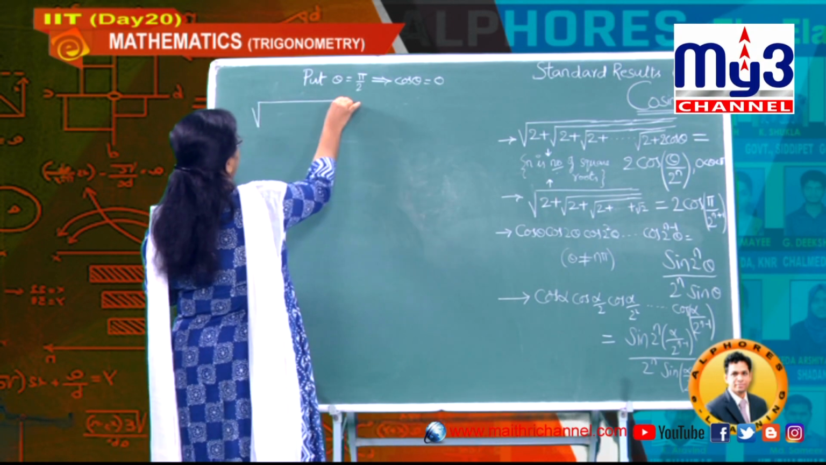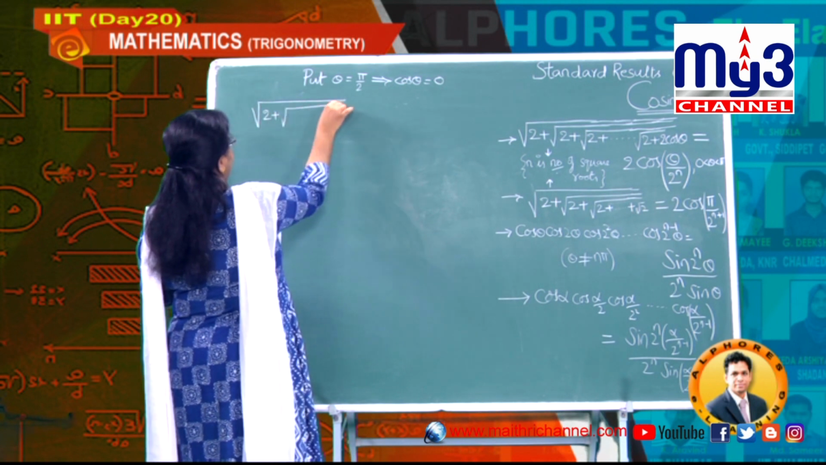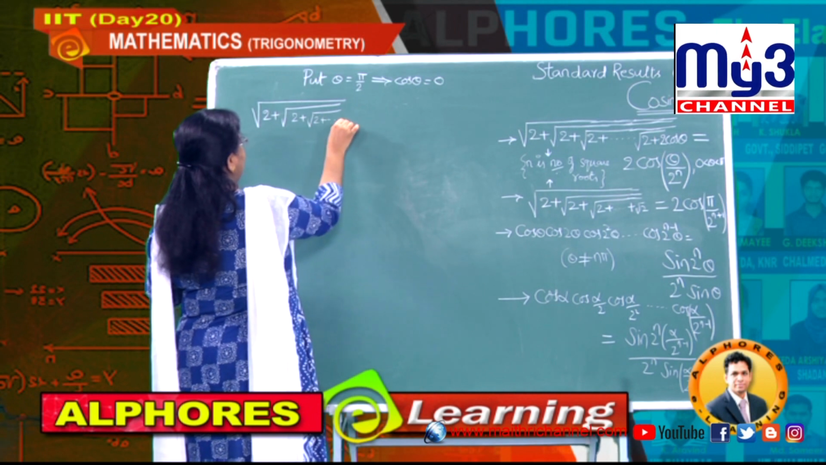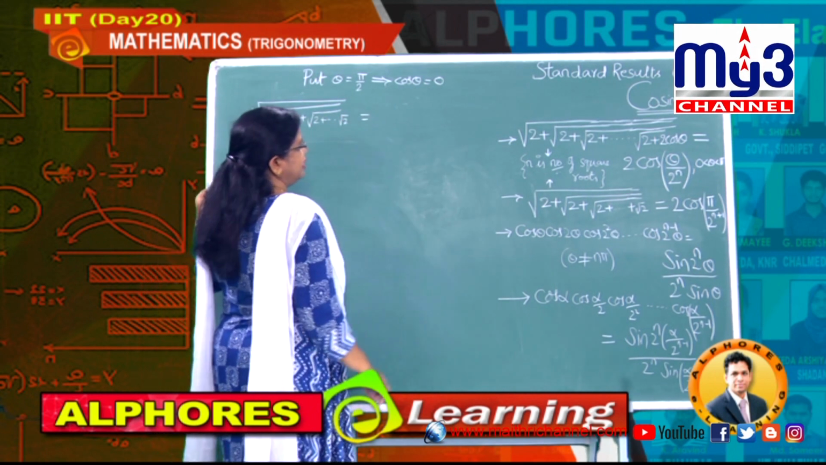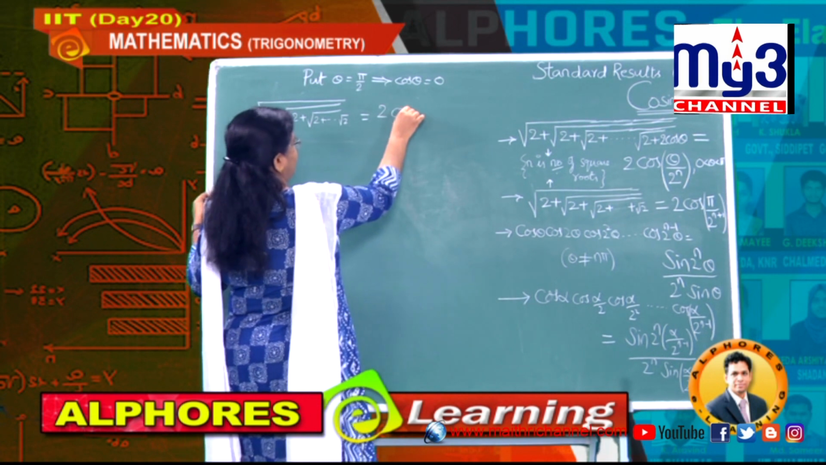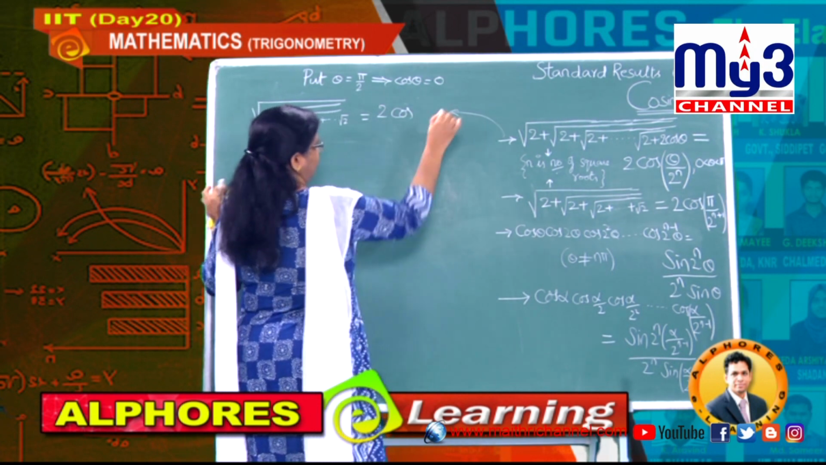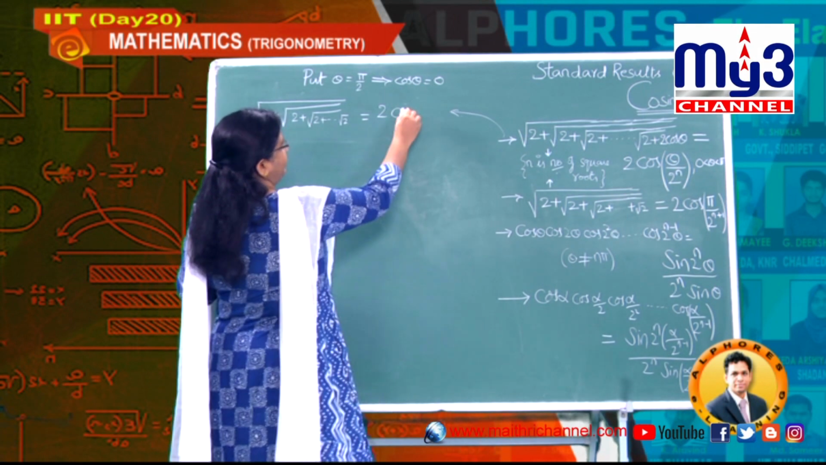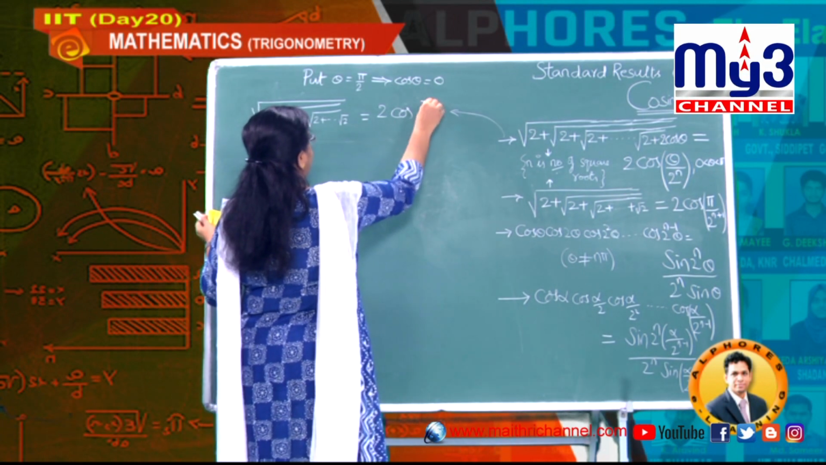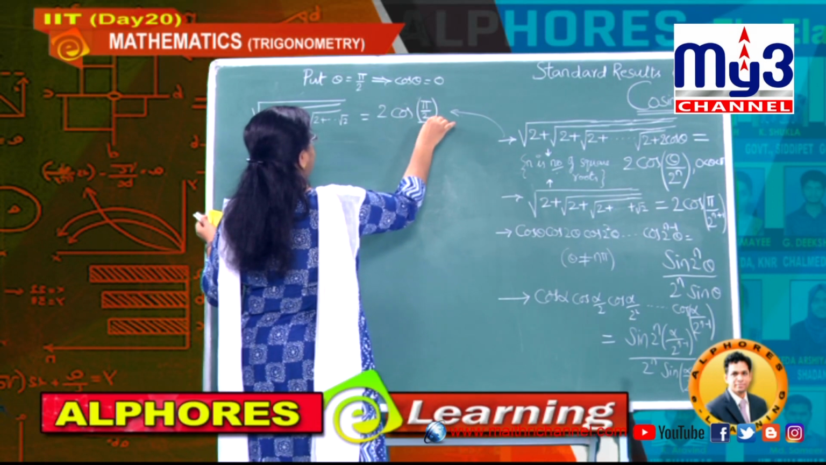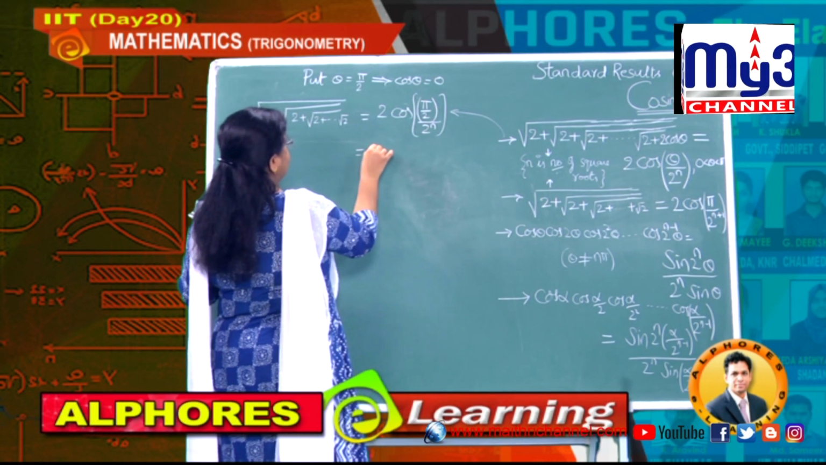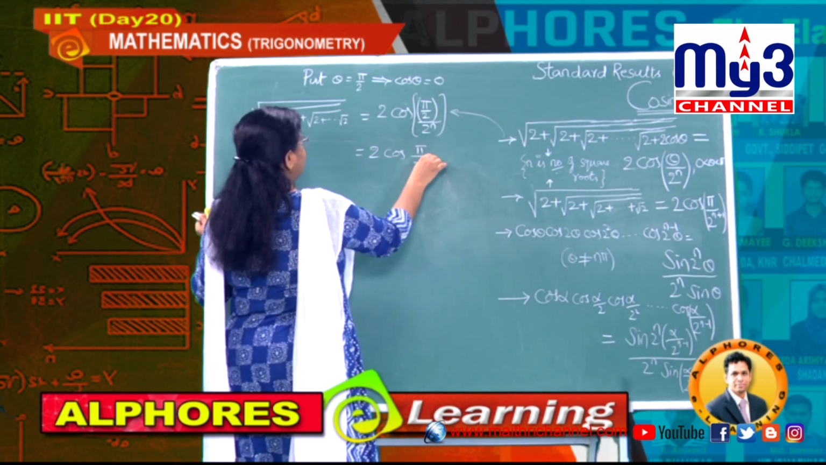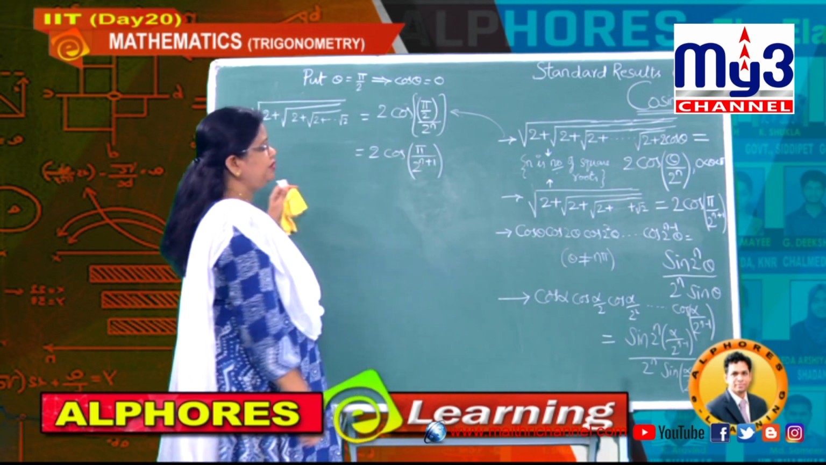Therefore, square root of 2 plus, again root of 2 plus, again root of 2 plus etc., n number of 2s, and on this side you get 2 into cos. In this result we are substituting theta as pi by 2. Therefore this is pi by 2 divided by 2 to the power of n, and hence this is nothing but 2 cos pi by 2 to the power of n plus 1. So this is the result you got.